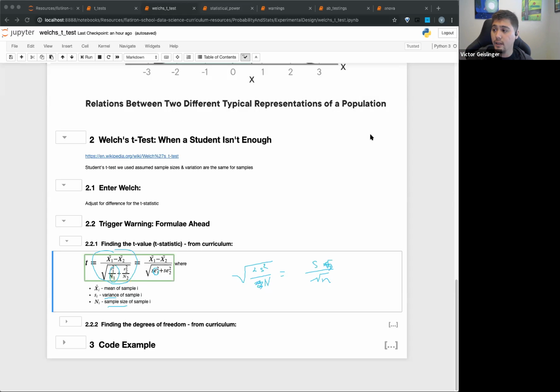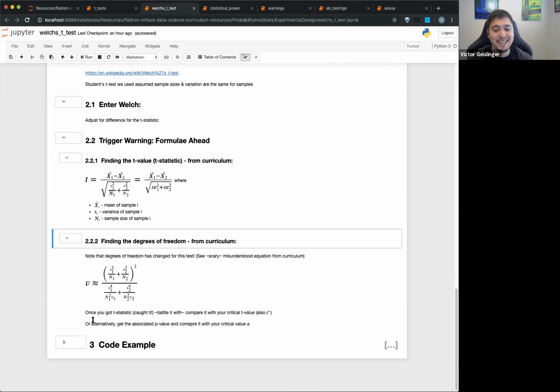All right, let me clear this up then. So the next part, which I'll be honest is a little confusing, don't worry too much about it. This is our degrees of freedom. Notice a lowercase v right here, that our degrees of freedom is actually changed to.